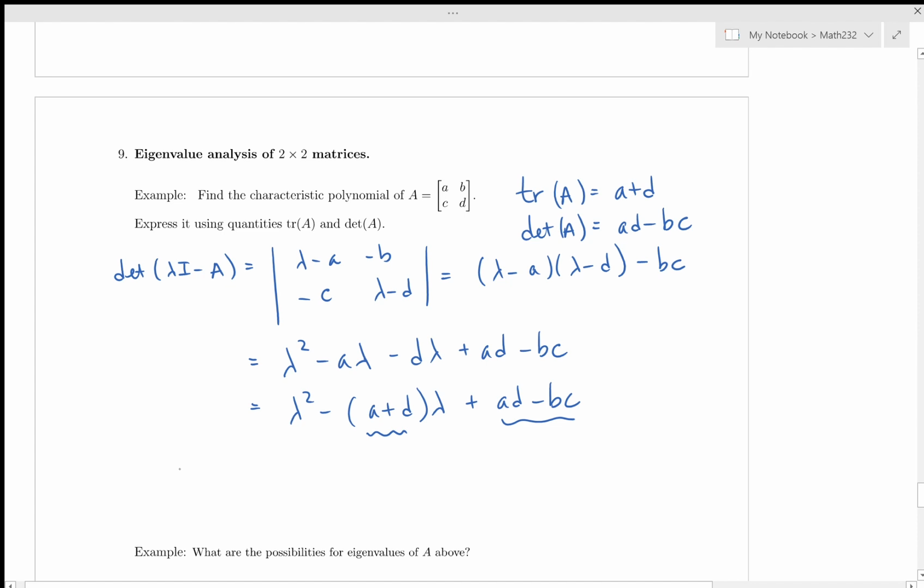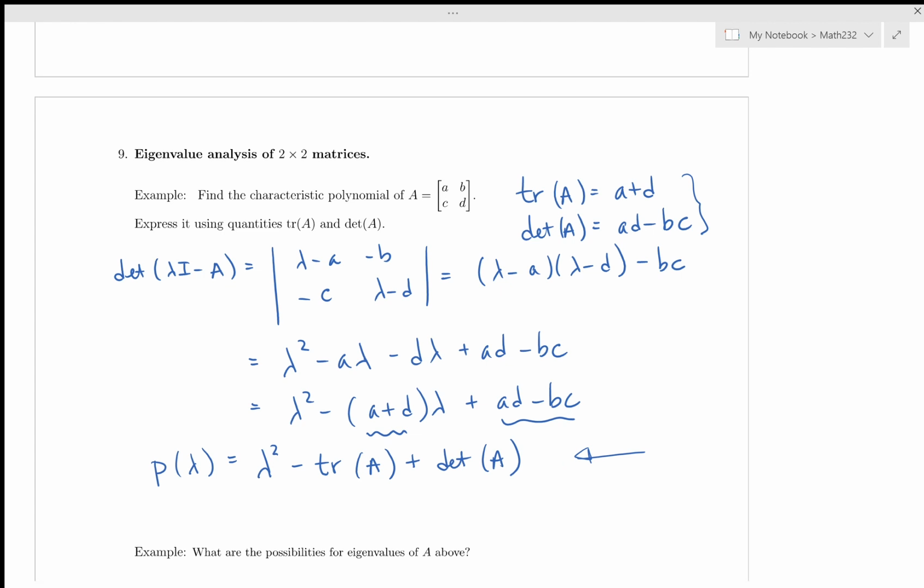So I can see that for the 2 by 2 matrix, the characteristic polynomial, I can write it this way: lambda squared minus the trace of A times lambda plus the determinant of A. I could, if I want, go directly this way with these two calculations right here.